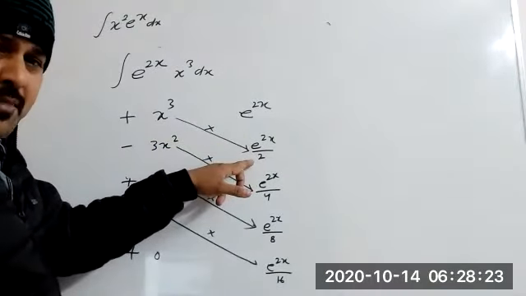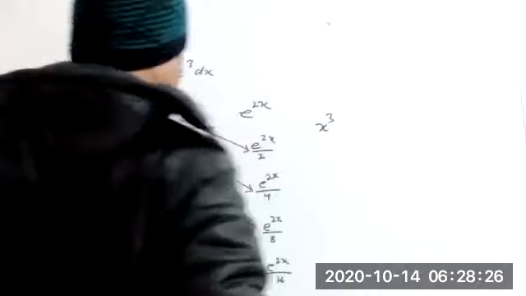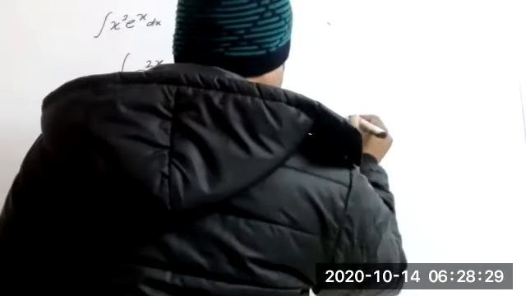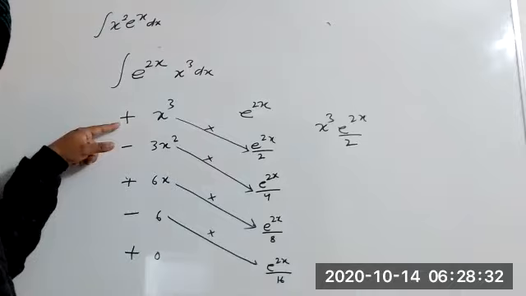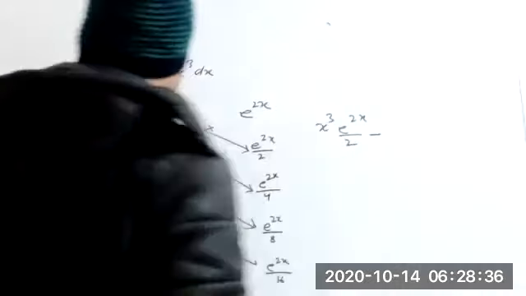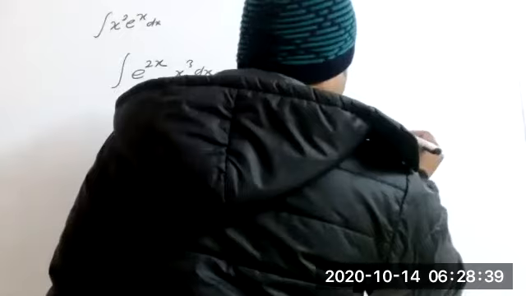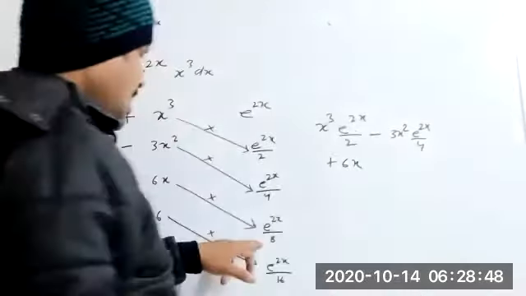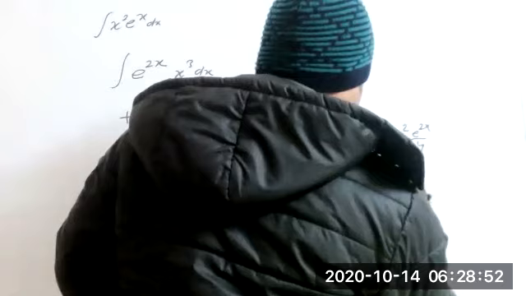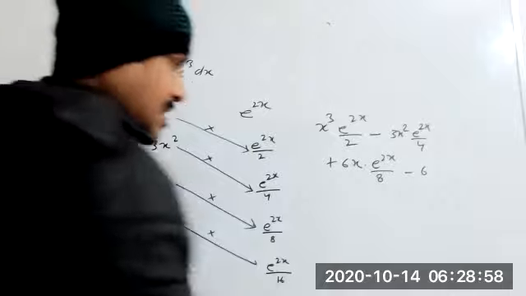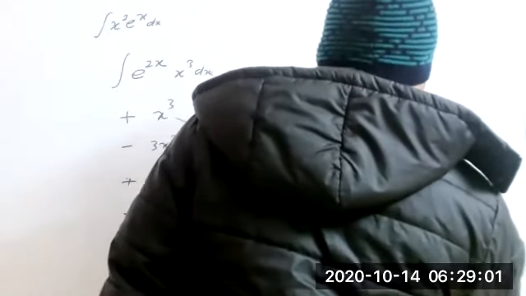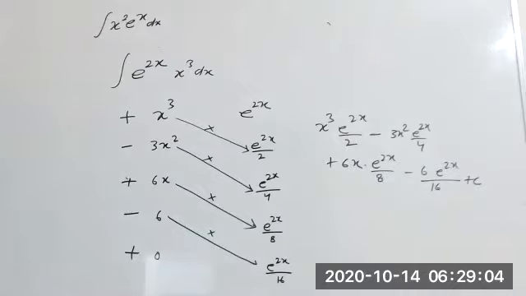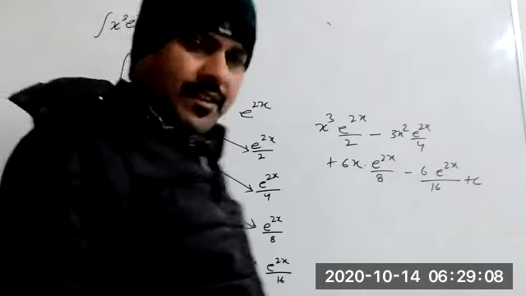x cube e to the 2x by 2, with plus sign; then minus 3x square e to the 2x by 4; plus 6x e to the 2x by 8; minus 6 e to the 2x by 16. Yes, this is the answer.